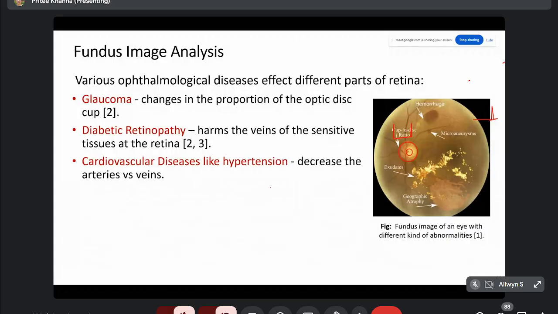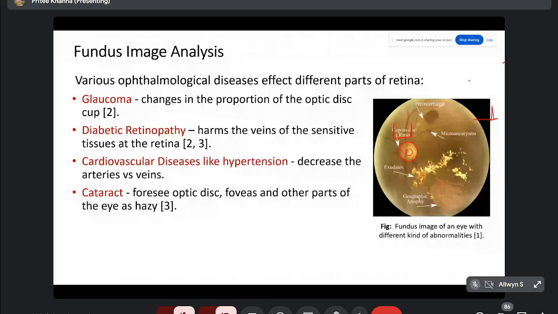When we are talking about cardiovascular diseases like hypertension, the vessel ratio is going to be disturbed. When we talk about cataract, again we will see that the optic disc, fovea, and other parts of the eye become hazy. That is how the presence of cataract is identified.